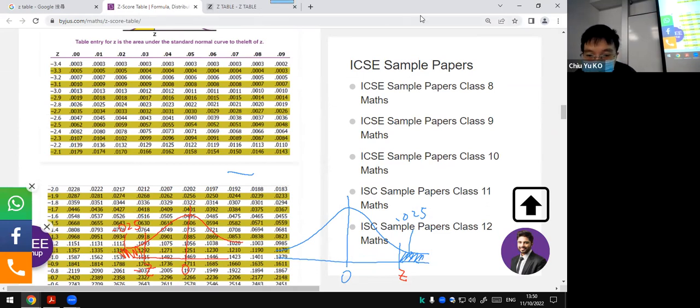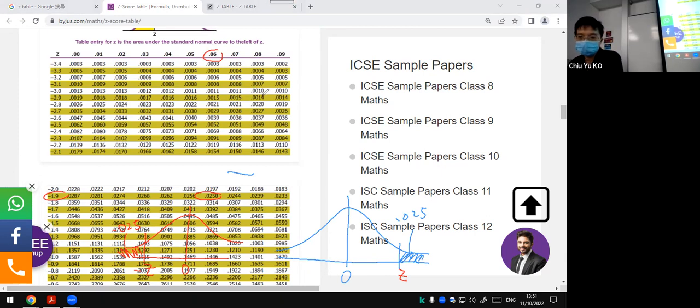So I don't know whether you can see clearly. This is 0.025, okay? And this is negative 1.9, and this is 0.6. So it's negative 1.96. Is that clear? I hope you know how to do it. You can pick up whatever table you want.